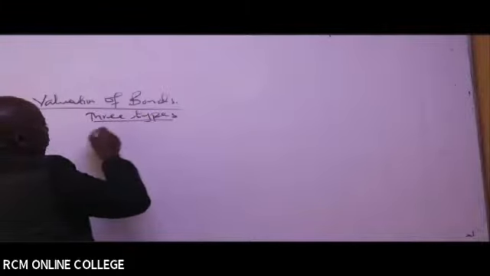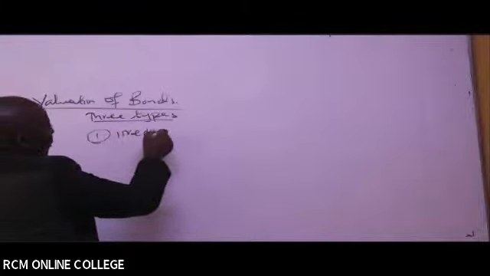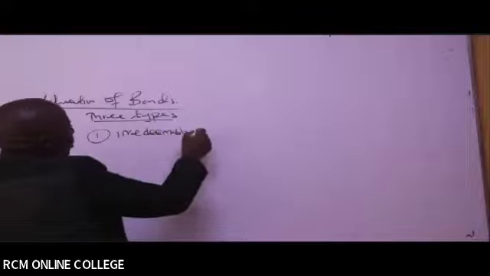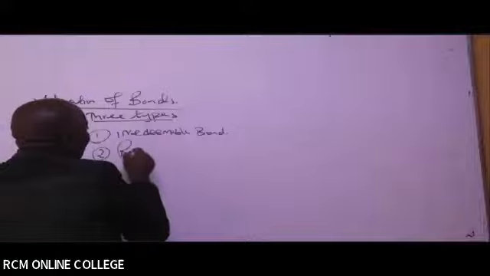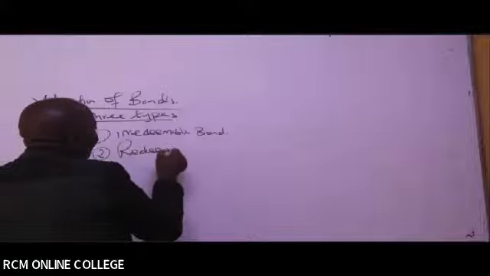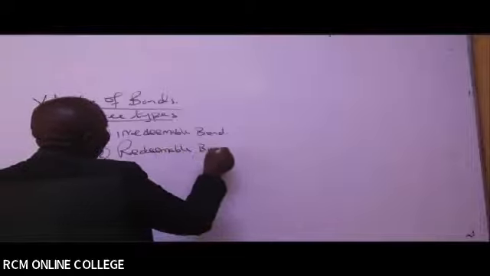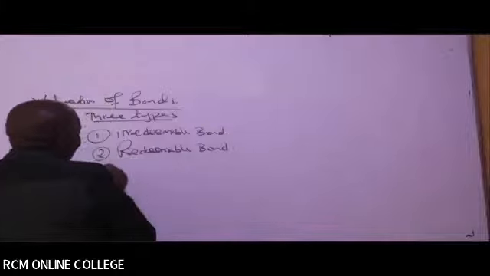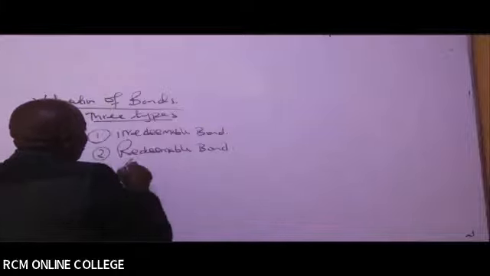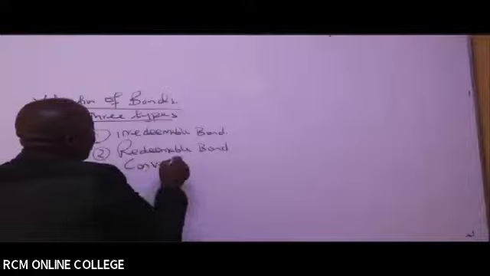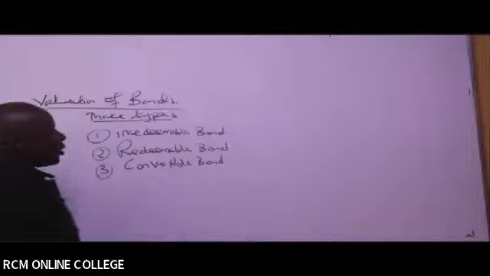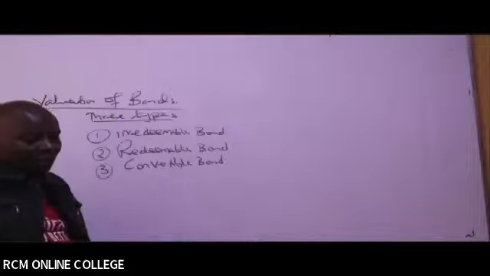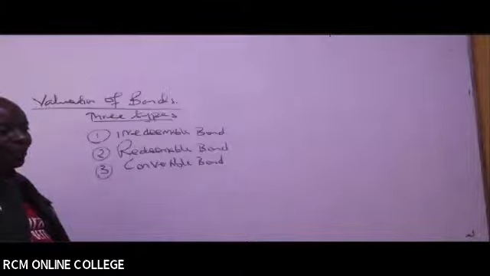Number one, we have what we call an irredeemable bond. Number two, we have a redeemable bond. And number three, ladies and gentlemen, we have what we call a convertible bond, the one that will be able to convert to ordinary shares.